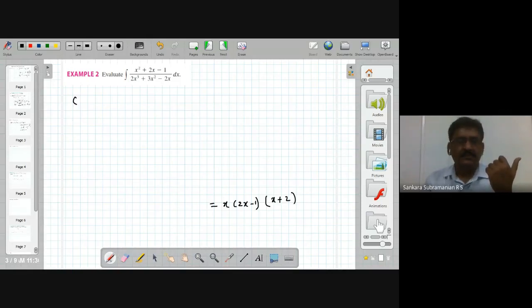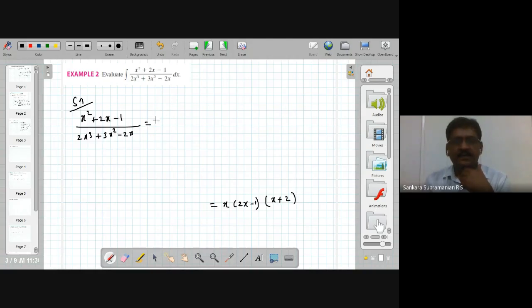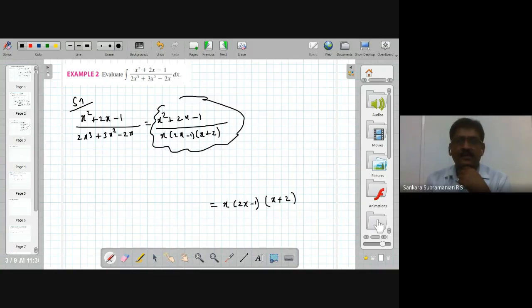Solution. This x square plus 2x minus 1 over 2x cube plus 3x square minus 2x can be written as x square plus 2x minus 1 divided by x into 2x minus 1 into x plus 2. Now you have to go for the rule, case number 1.